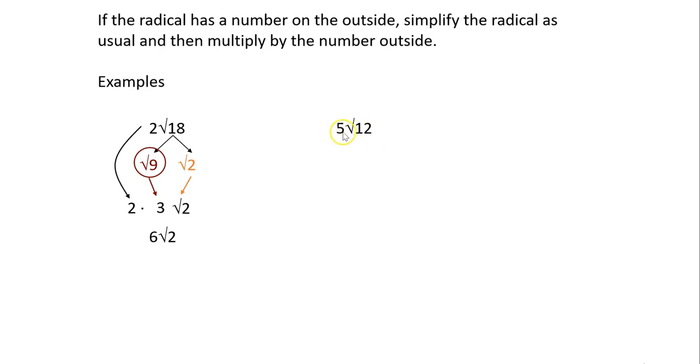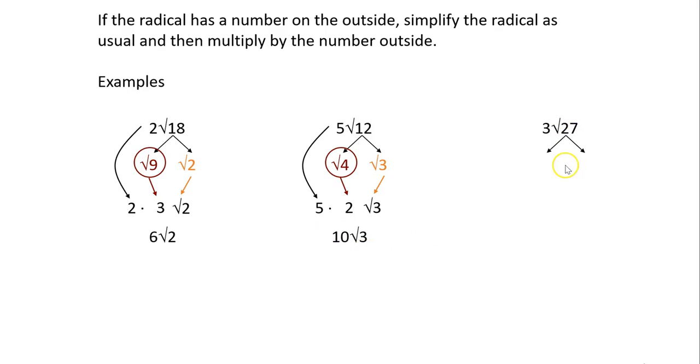5 root 12. Forget the 5 for a minute. Let's simplify root 12. Root 12 is root 4 times root 3. The square root of 4 is 2. Square root of 3 goes back in. Bring your 5 down from the front. Multiply it by the 2, and you get 10 root 3. Piece of cake, right? Looks like I got one more.